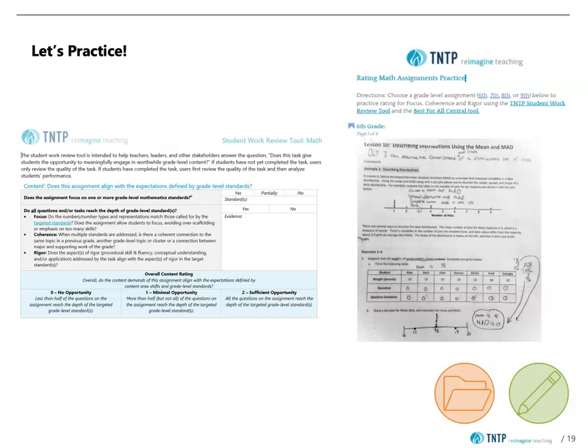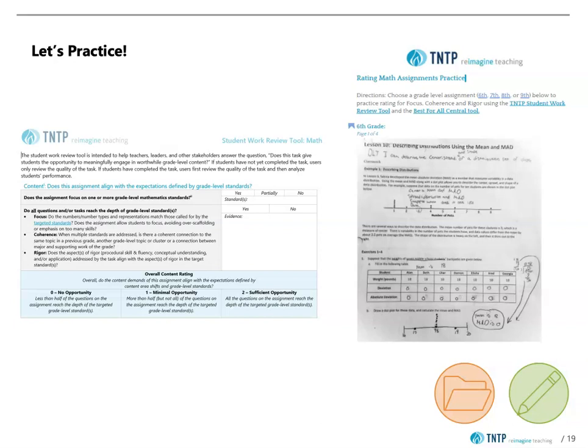On the Math Assignment Rating Practice document, you'll notice that there are assignments for 6th, 7th, 8th grade, and Algebra 1. There's also a link that will take you to the Best for All tool. Your task is to choose a grade level that you want to practice rating. One challenge you will face is determining which standard or standards the assignment is addressing. The Best for All tool will come in handy for that.